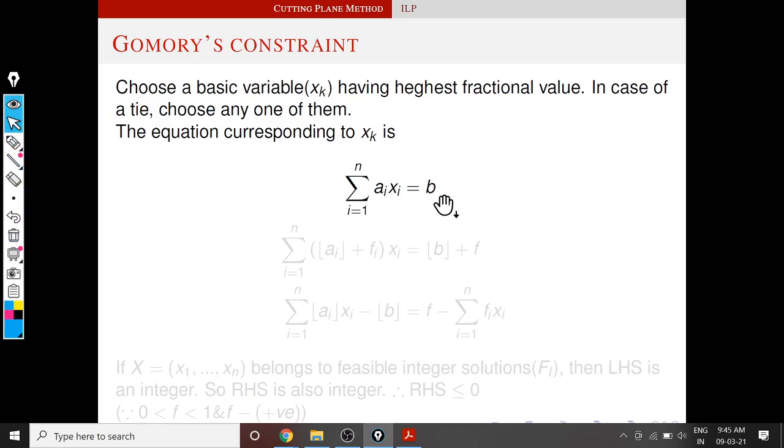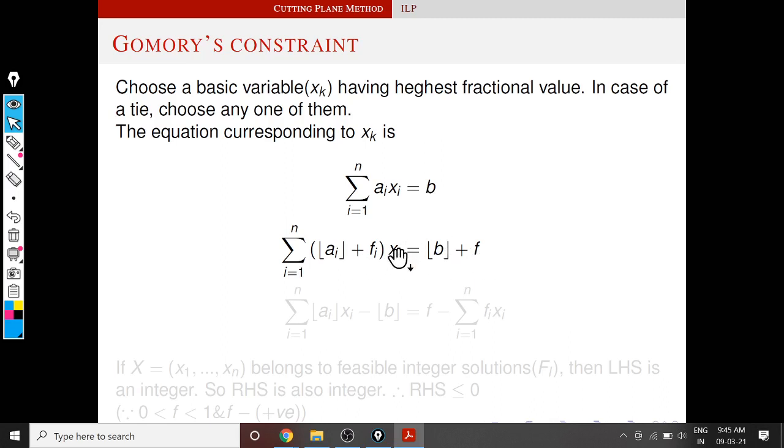Once you write the equation, the next step is we have to factorize all these coefficients in such a way that it is integer plus something. Here this is called the floor function. Floor function means the highest integer which is less than or equal to the given number. So we can write every number as floor of that number plus something. Similarly we can factorize this b as floor of b plus something.